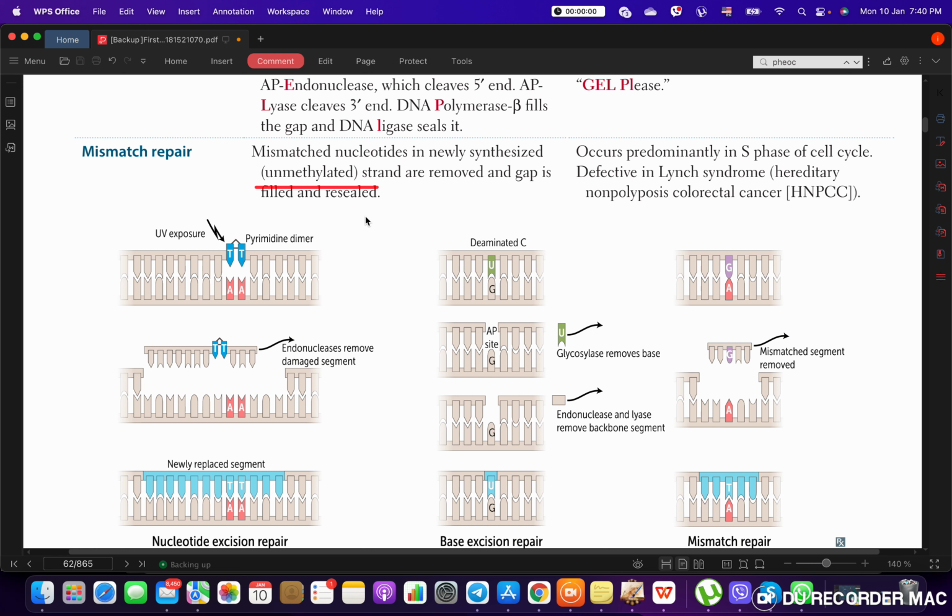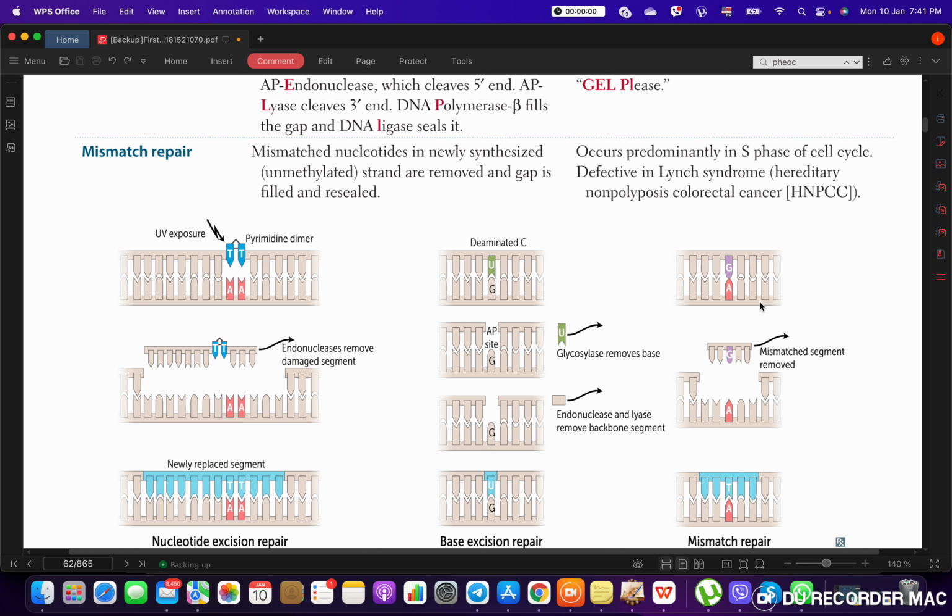It's active, absolutely. Yes. Okay. So it occurs predominantly at the S phase in the cell cycle, and this thing will be destroyed, especially with which case? With something called Lynch syndrome. Lynch syndrome leads to colon cancer and also gynecological cancer. Write a note about this.